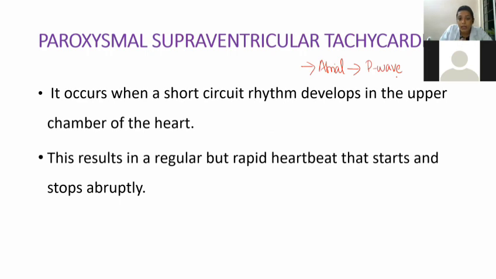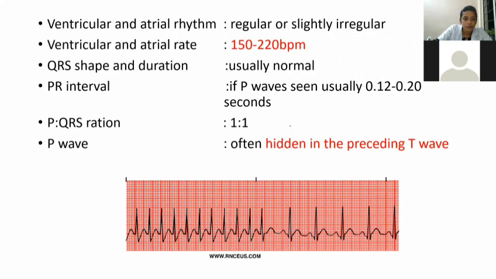Why? Because the P wave represents atrial activity in the ECG. We already discussed that the P wave represents the atrial activities in the ECG. So in atrial dysrhythmia, there will be some disturbance with this P wave. It occurs when a short circuit rhythm develops in the upper chamber of the heart, that is the atria. This results in a regular but rapid heartbeat that starts and stops abruptly. So we can see an ECG here.